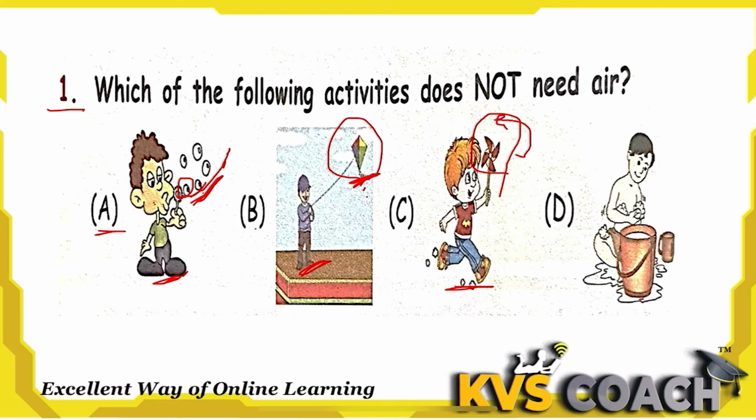In the fourth picture, there is a boy bathing. For bathing, we do not need air. So D is the process or activity in which we don't need air.